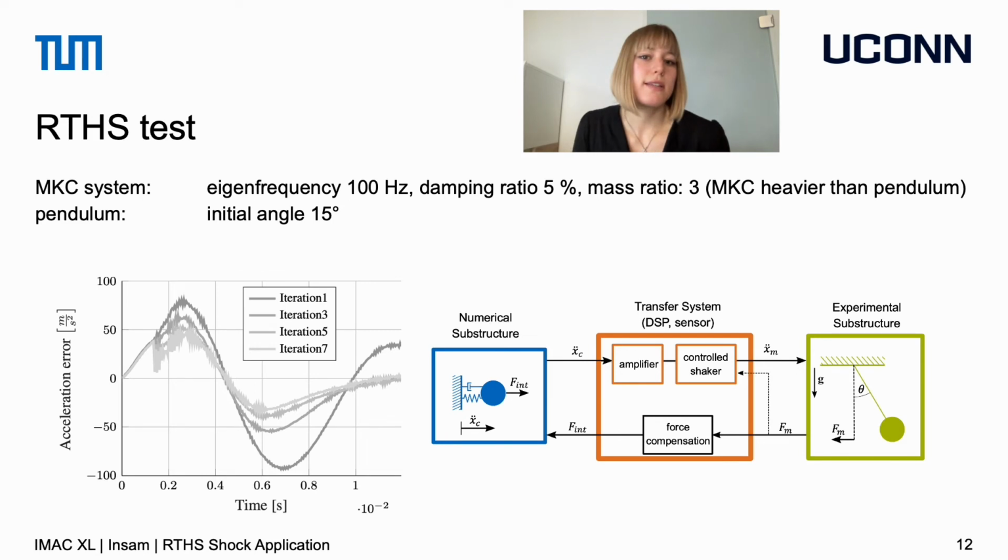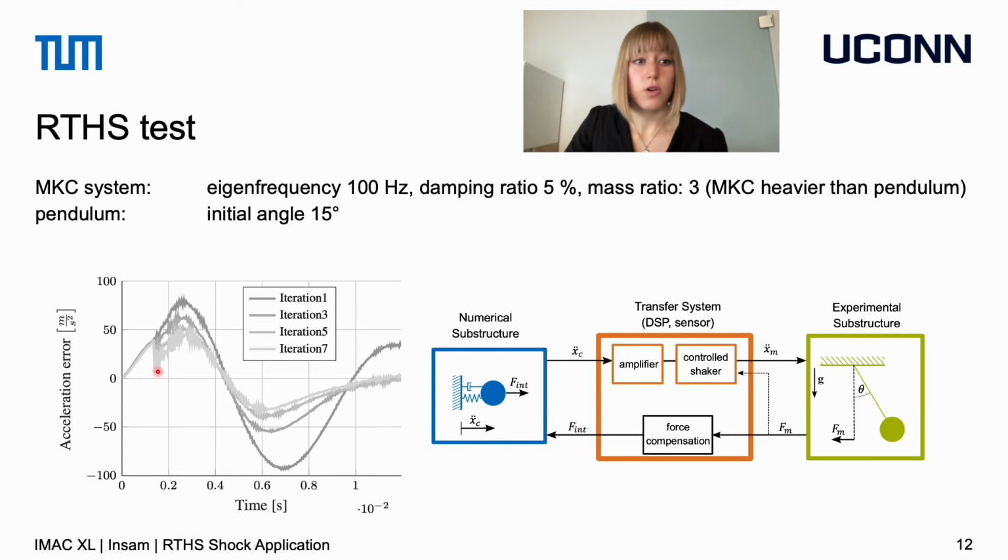Here we plotted the acceleration error, which is just the deviation between the commanded and the measured acceleration. We can observe that the error decreases from iteration to iteration. But this figure also reveals that in the first 1.2 milliseconds, the acceleration error is always the same and it does not matter whether the shaker is activated or not.